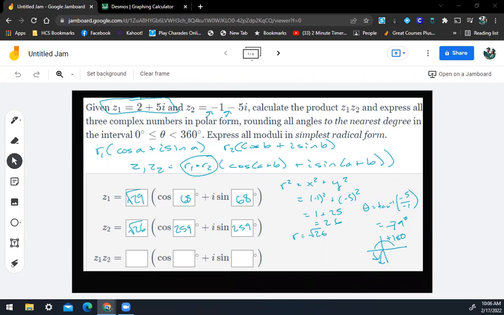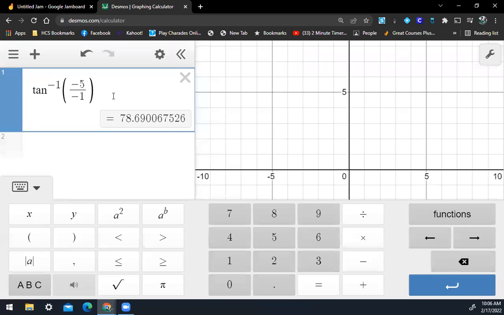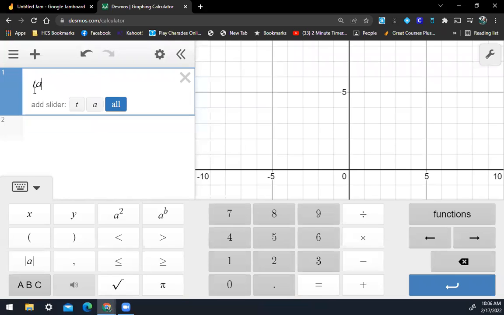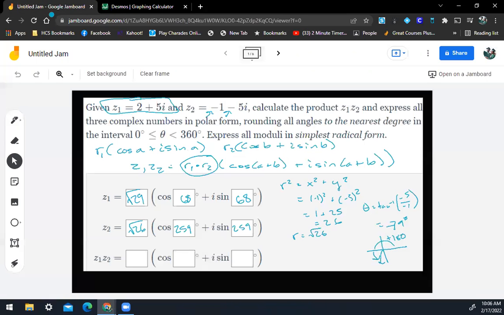Now we got the square root of 29 times the square root of 26. I don't think that reduces because 29 is prime. So we're just going to have to do 26 times 29. It's going to be a pain, but still. 754. It says simplest radical form. So yeah, square root of 754, because it's not going to reduce.